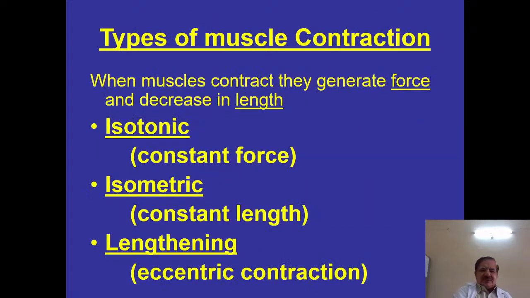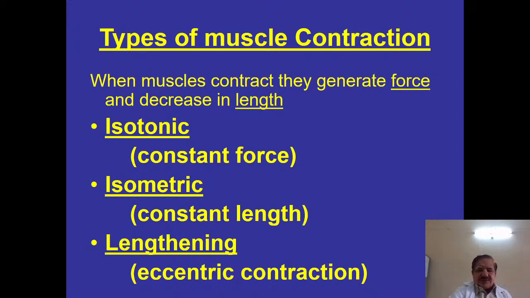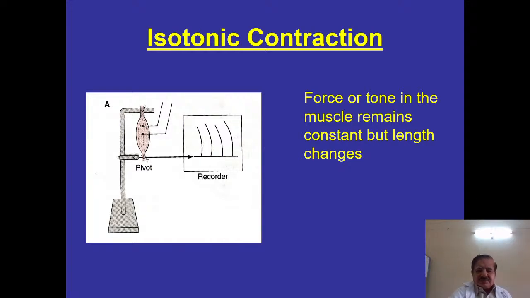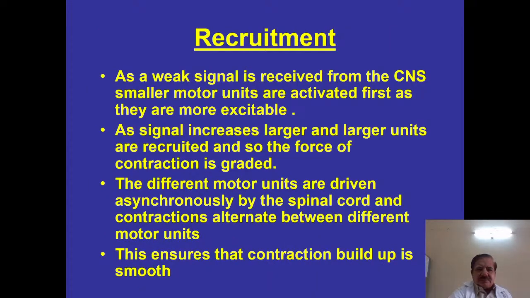When a weak signal is received from the CNS, smaller motor units are activated first, as they are more excitable. Smaller motor neurons, that is the fast fibers, are excited. As the signal increases, larger and larger units are recruited. That is, slow fibers are also recruited, and the force of contraction is created.